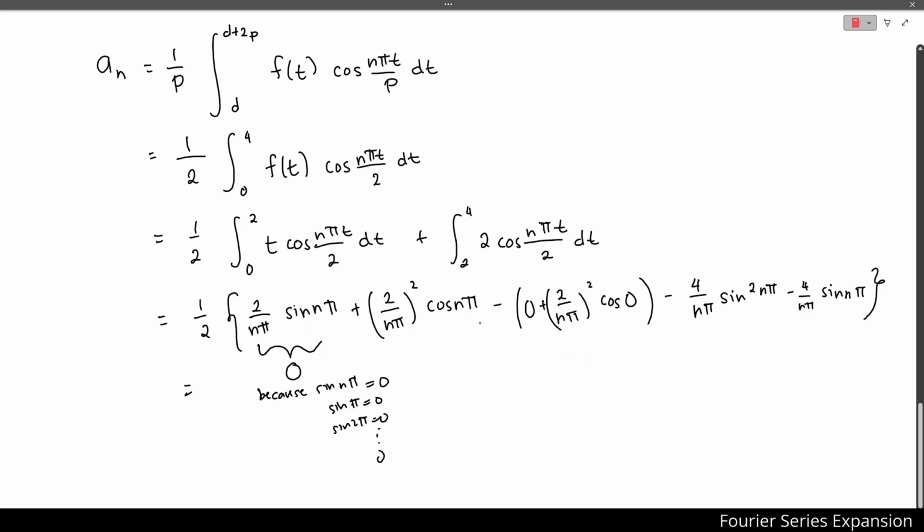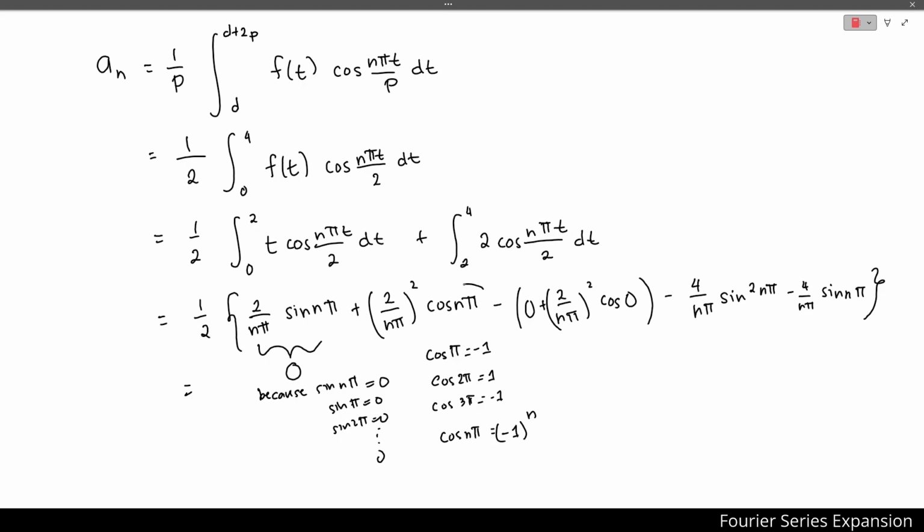Cosine n pi naman, cosine pi is equal to negative 1. Cosine 2 pi equals 1. Cosine 3 pi equals negative 1. So, ang cosine n pi natin, okay, cosine n pi is actually equal to negative 1 raised to n, and cosine 0 is 1, sine squared n pi and sine n pi, this is 0.